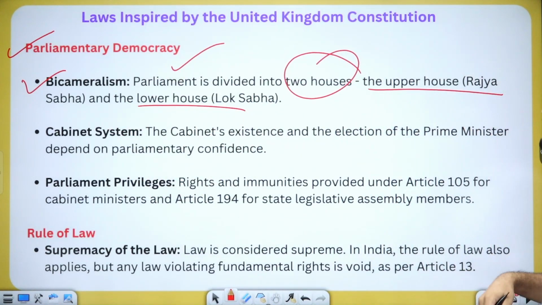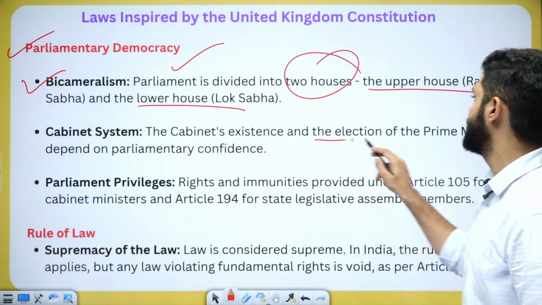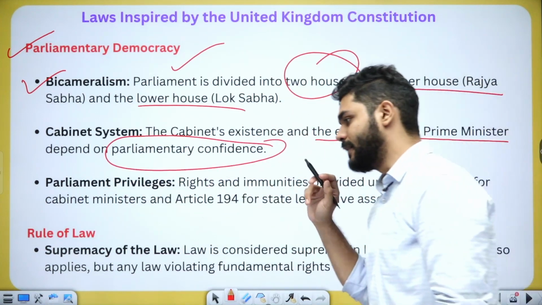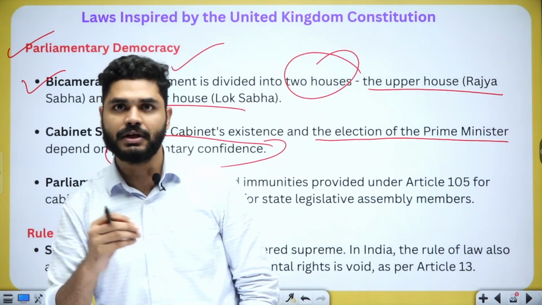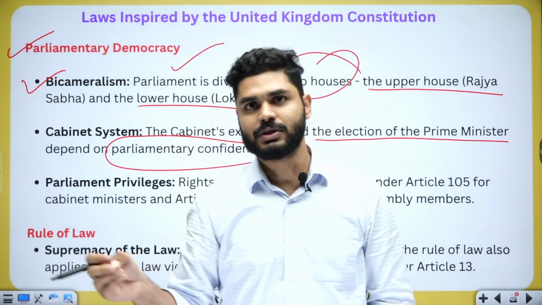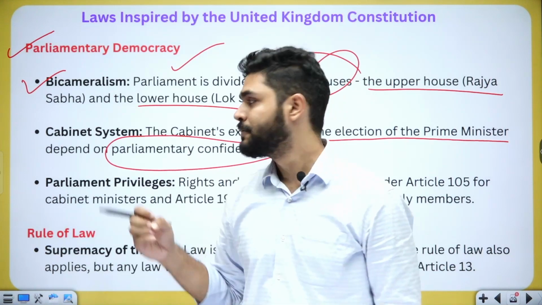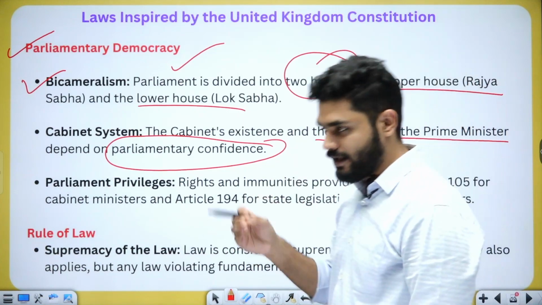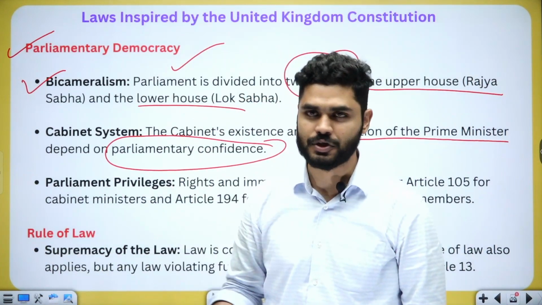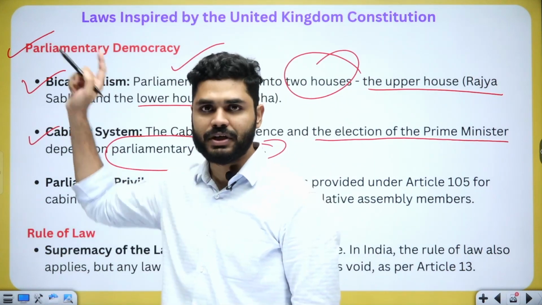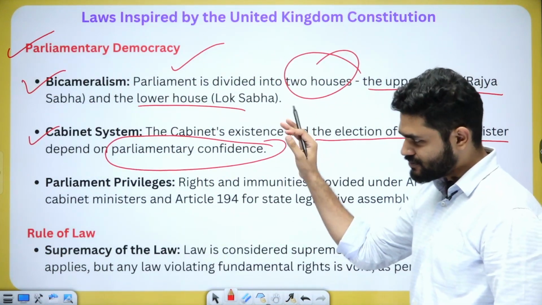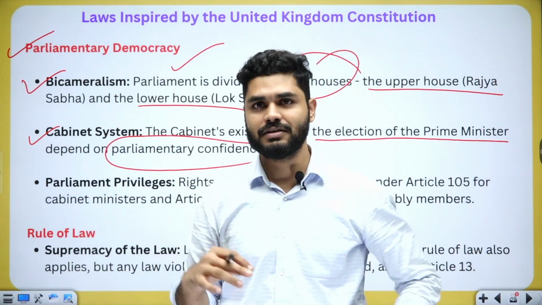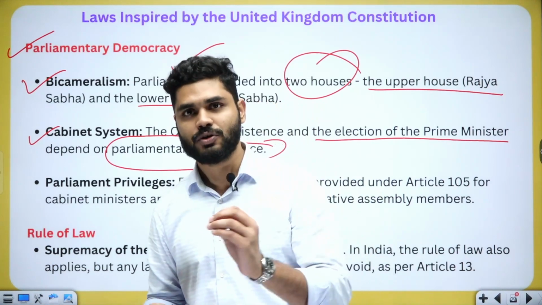The other one is the cabinet system. The cabinet's existence and the election of the prime minister depend on parliamentary confidence. That is why the no confidence motion gets tabled in the Lok Sabha time and again, to check the confidence of parliament in the existing cabinet, and if the cabinet loses that confidence, then obviously the government falls. This cabinet system has also been taken from there. Although the cabinet is very powerful, in India there is a sort of check and balance.